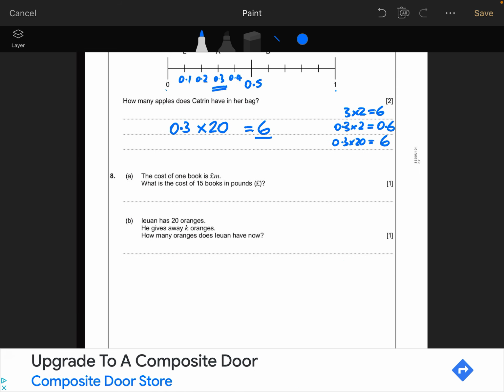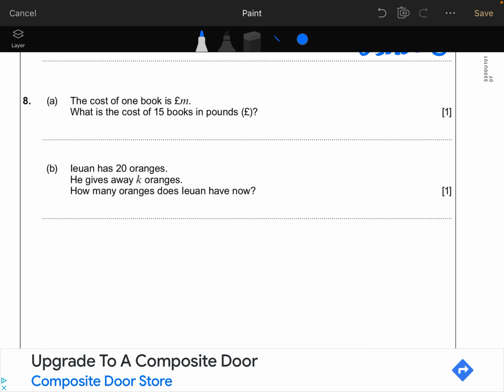So let's move on to question 8. Part A says the cost of one book is £M. What is the cost of 15 books in pounds? And it wants us here to give the answer in terms of M, because we don't know what the value of M is. So if 1 is M, then I need to do 15 times M, which would be 15M, but this is pounds, so I probably need to write down the unit in my answer. So 15M would be my answer.